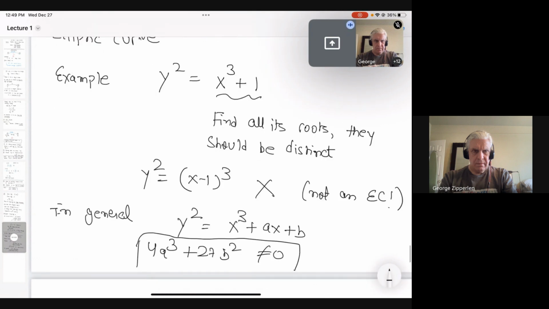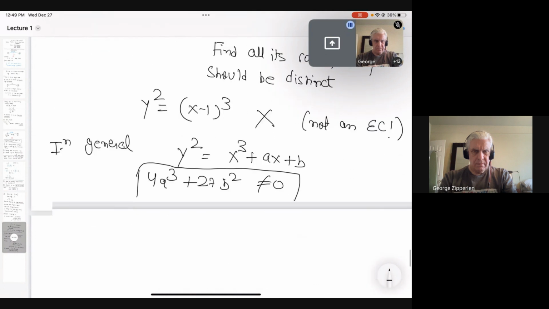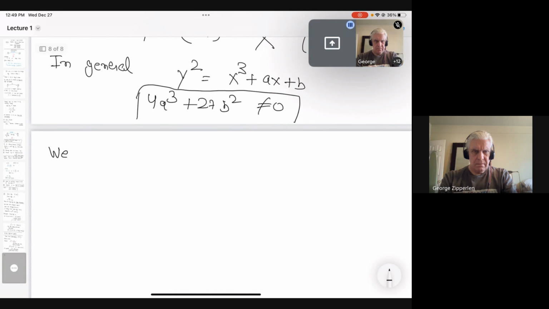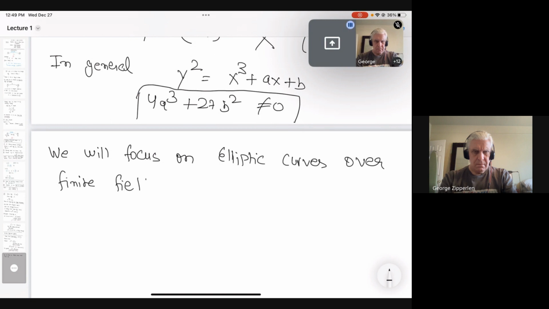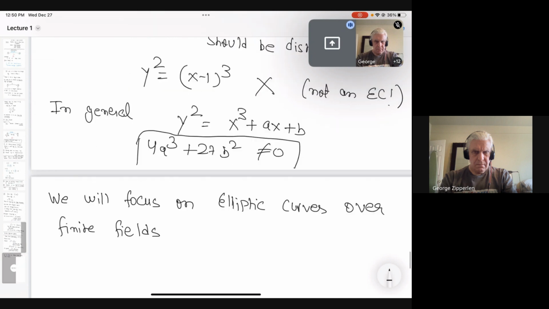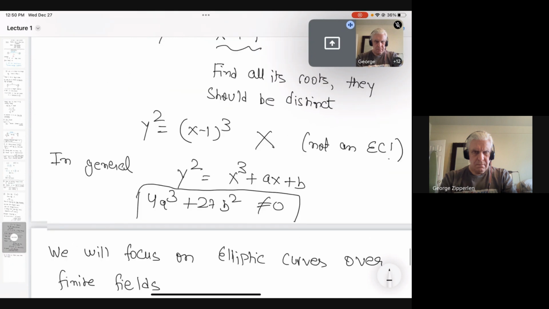Now, what we will be focusing on in this course is elliptic curves over finite fields. Again, what are finite fields even, before elliptic curves? We'll discuss that. This is planned for the next couple of lectures. We'll see what elliptic curves are. So when I say elliptic curves over finite fields, what do I mean?